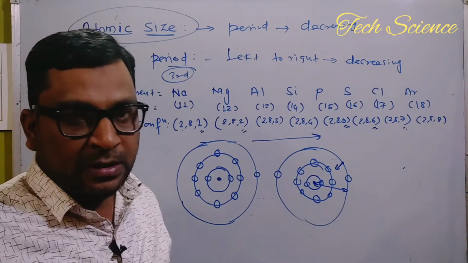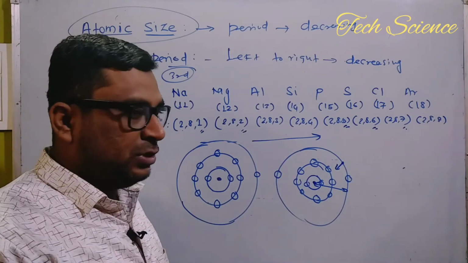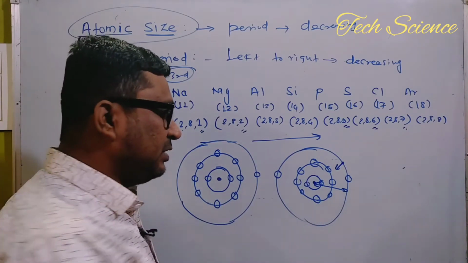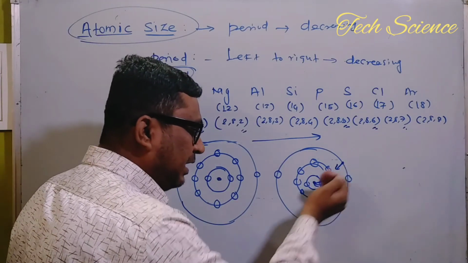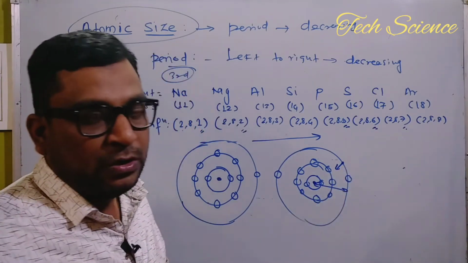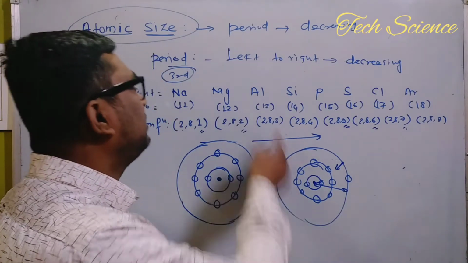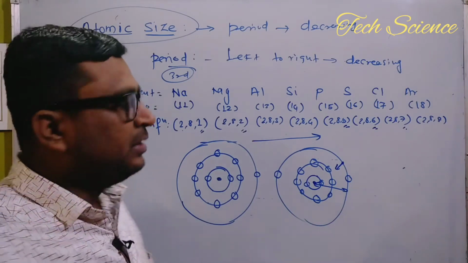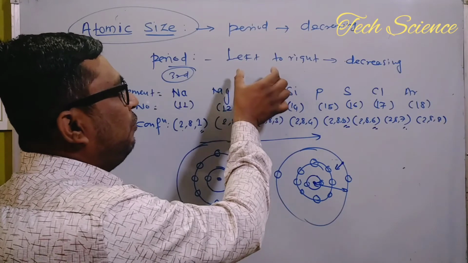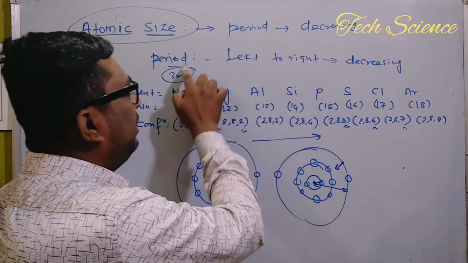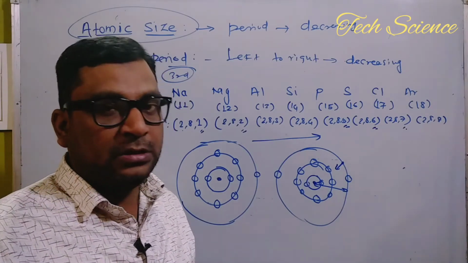So when you are moving in a period from left to right, because of the increase in the positive and negative charge every time, there is a strong pull or force of attraction, and because of that pull, the distance between these two goes on decreasing. Of course, atomic radius decreases, and because of atomic radius, atomic size also goes on decreasing. So this is the explanation for why, when you are moving from left to right in a period, atomic size goes on decreasing. Now we are moving to the discussion on the basis of group.